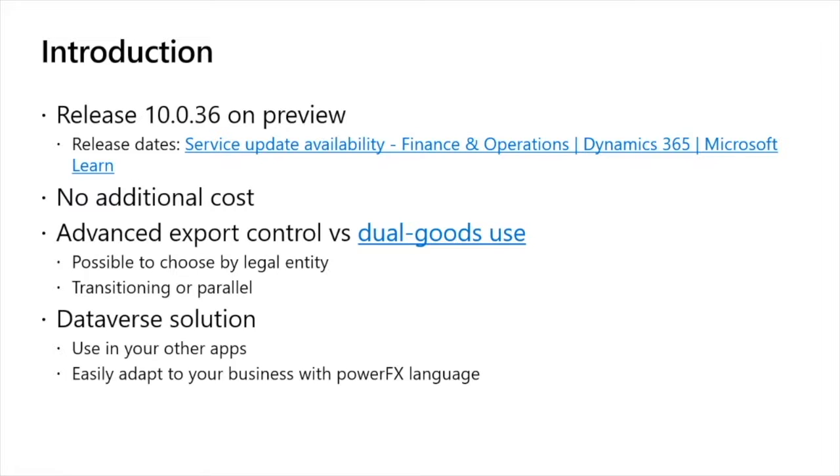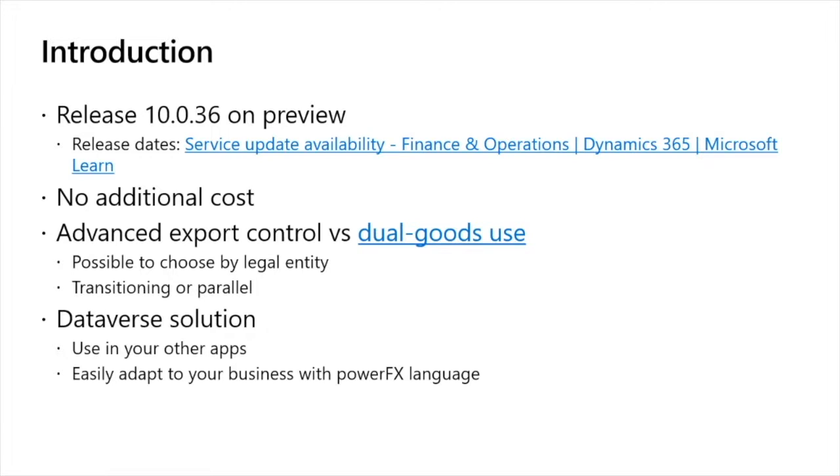So you will be able to either keep dual use or transition to the advanced export control. You choose yourselves. And it's possible to choose by legal entity if you want to use one or the other. This is also useful in the case that you are transitioning. You don't have to do a full switch, but you can do one legal entity at a time.